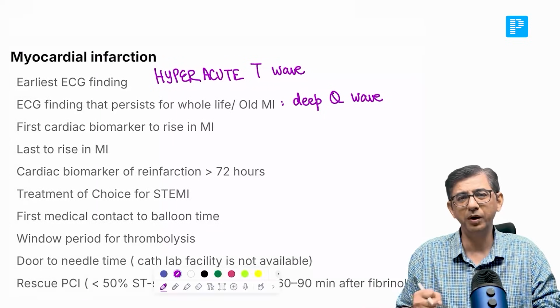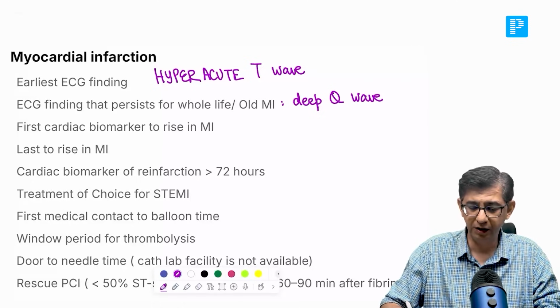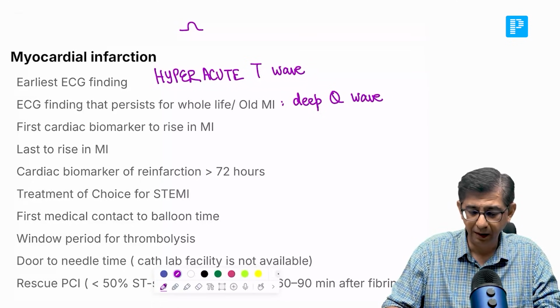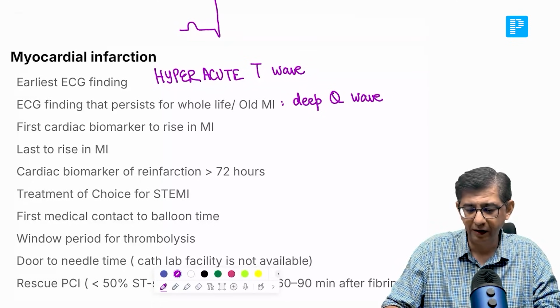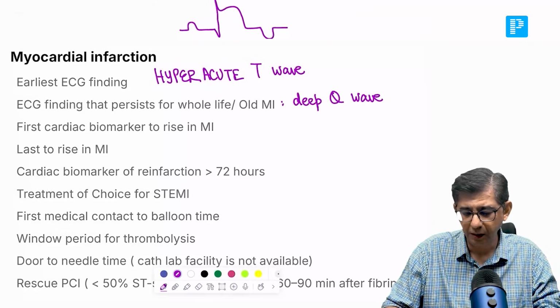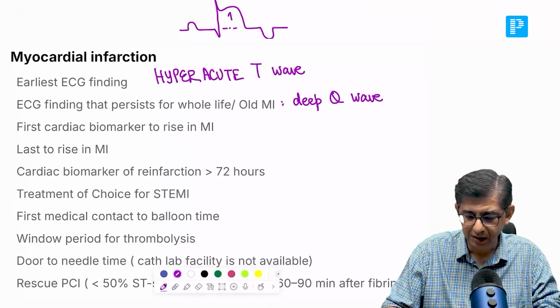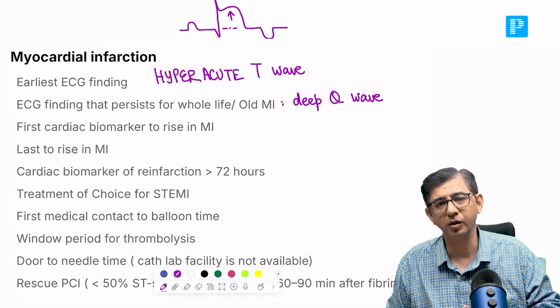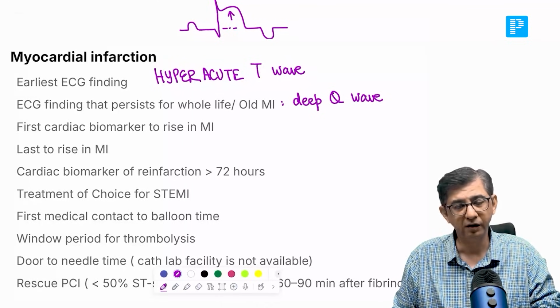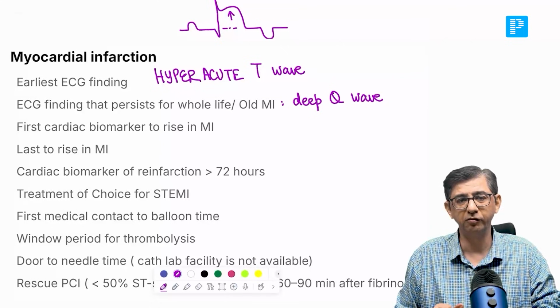The point to be remembered is that in myocardial infarction, the findings that happen would go back to normal with treatment. Like if we are having an ST segment elevation of 3 millimeter, 2 millimeter, whatever, this ST segment change will come back towards normal. But one finding that will never ever come back is the deep Q wave.